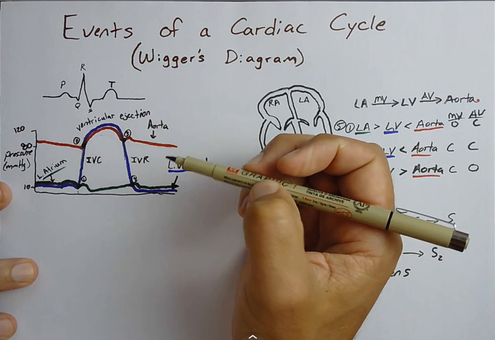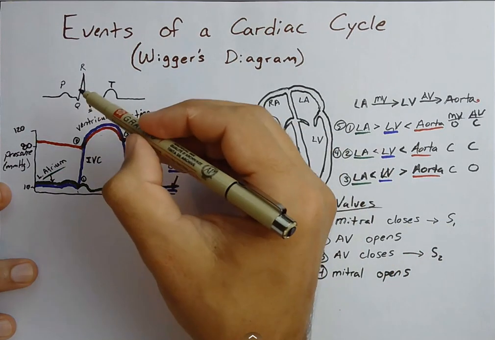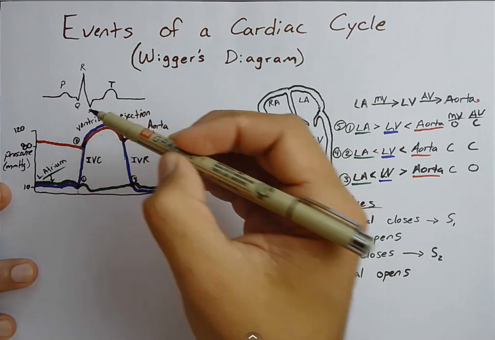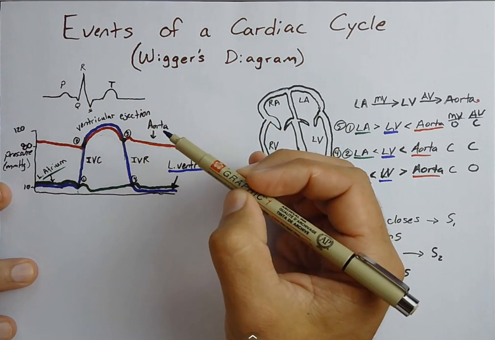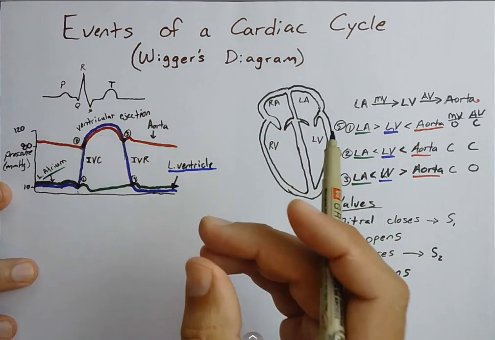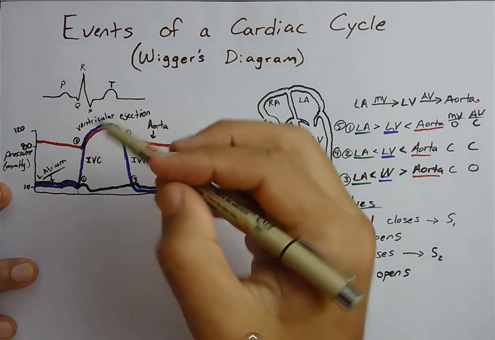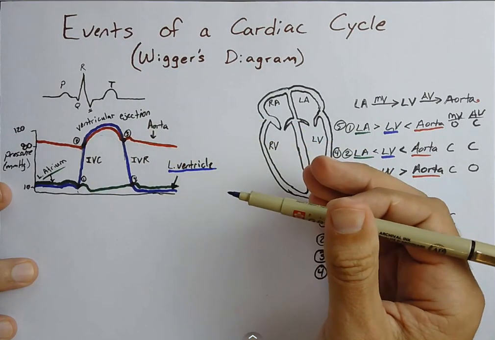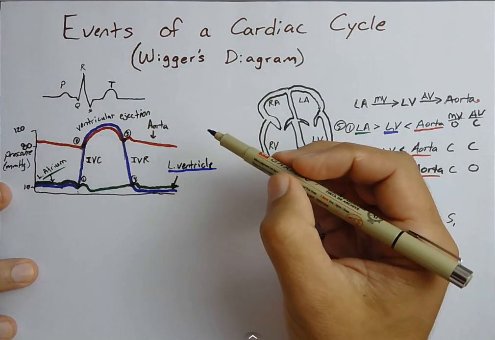The next portion of this is the T wave. And during the T wave, that's when the ventricles are repolarizing. They're still contracting ever so slightly. So that's going to be the very end of ventricular ejection. That's kind of a slow ejection phase, the slow ventricular ejection.